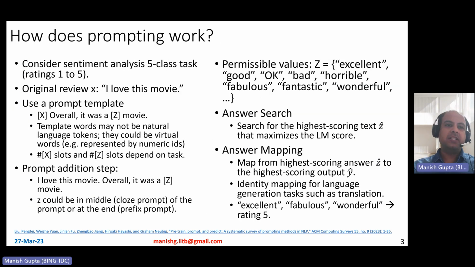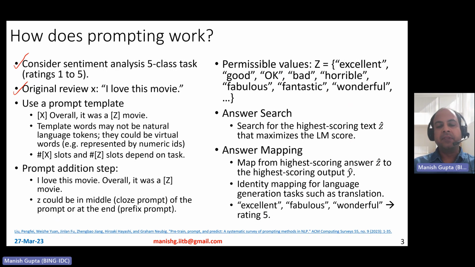So how does prompting work? Let's look at an example from a sentiment analysis perspective. And let's consider a five-class classification problem, sentiment analysis, with ratings 1 to 5, where 5 is awesome and 1 is the worst. Right? Let's say there is an original review X: "I love this movie."